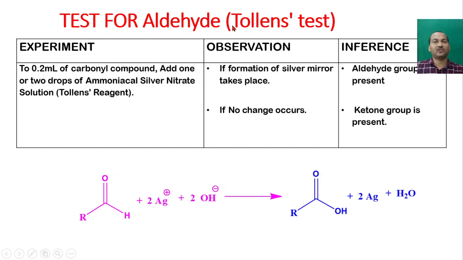Similarly, for the aldehyde functional group, you have to go for the Tollens test. Take 0.2 ml of carbonyl compound, add 1 or 2 drops of ammoniacal silver nitrate solution, that is Tollens reagent. The aldehyde reacts with silver ion plus OH minus ion, giving rise to carboxylic acid plus metallic silver and water. The metallic silver sticks to the wall of the test tube, giving a silver mirror, so the aldehyde group is present. If no change occurs, the ketone group is present.